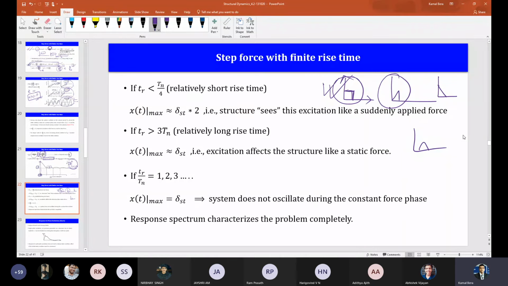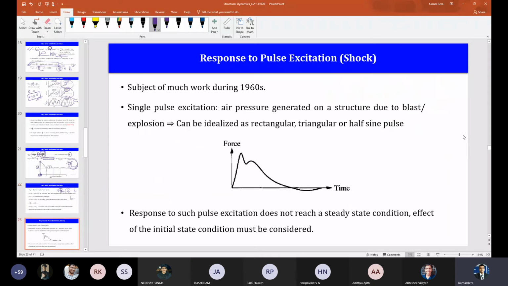So that is actually an idealization, right? I will show it in the next slide. What you can see here is the actual pattern of the blast load. This can be idealized as some type of triangular load or a sine pulse load, or sometimes even a rectangular load. These were the subject of a lot of work during the 1960s and 1970s, and the basic idea is to form the shock spectrum.